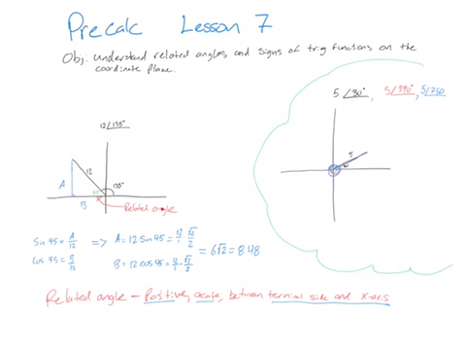This is what we call the related angle. We'll talk about that more in a second. But think about this for a second. If I make a triangle here, call this length A and this length B, sine of 45 is A over 12, opposite over hypotenuse. Cosine is B over 12, adjacent over hypotenuse.